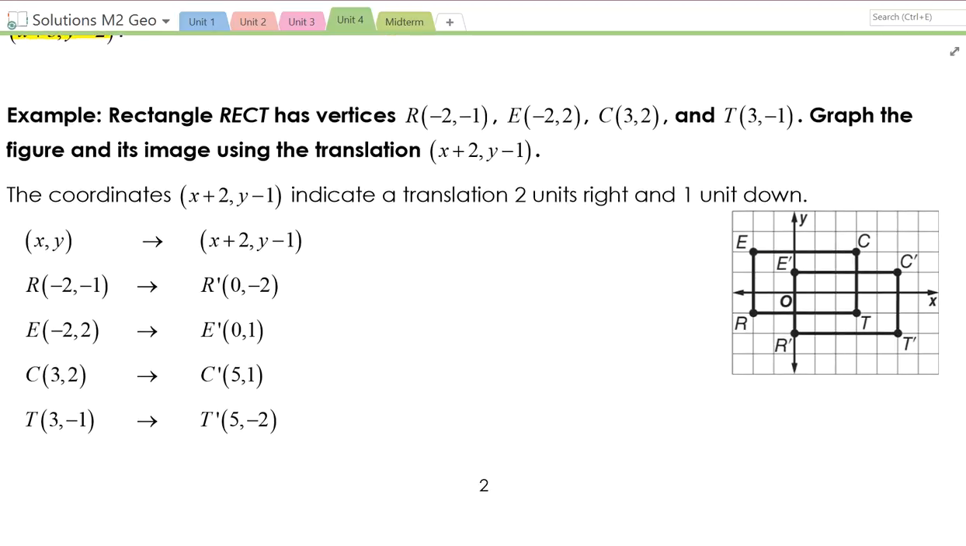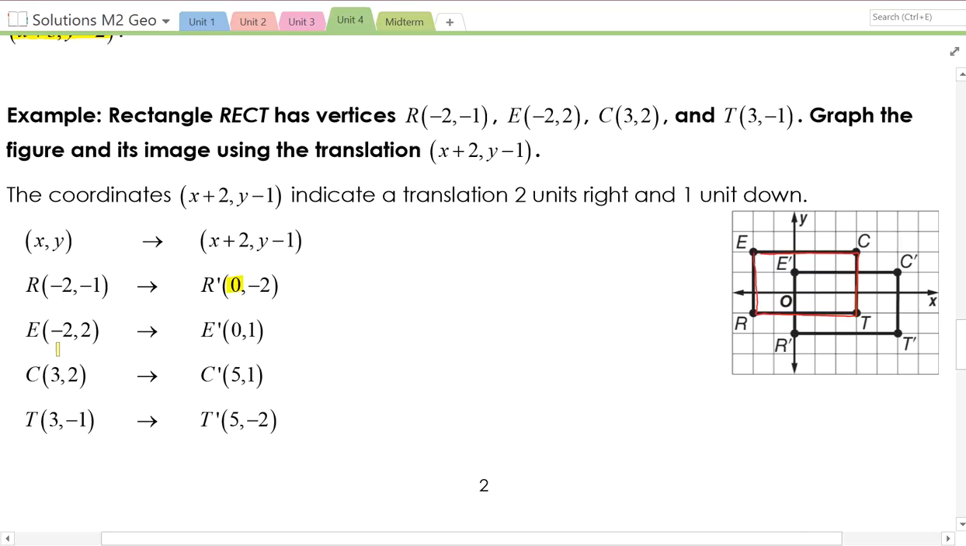In this example, we're starting with a rectangle called RECT. That's our pre-image. Our directions are to translate using the coordinates x plus 2, comma, y minus 1. What that means is we're taking all of the original points and adding 2 to the x's. Notice the original x value of R was negative 2. If I add 2, I get 0.